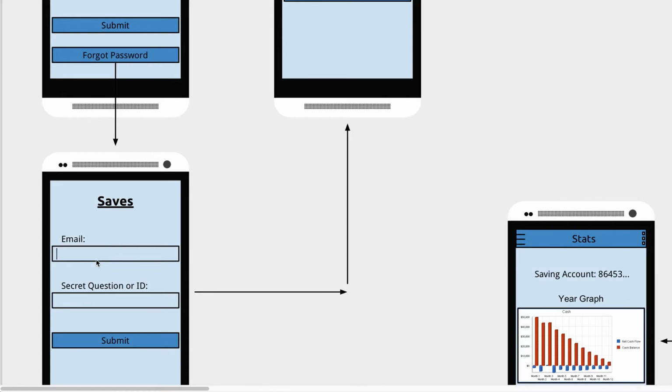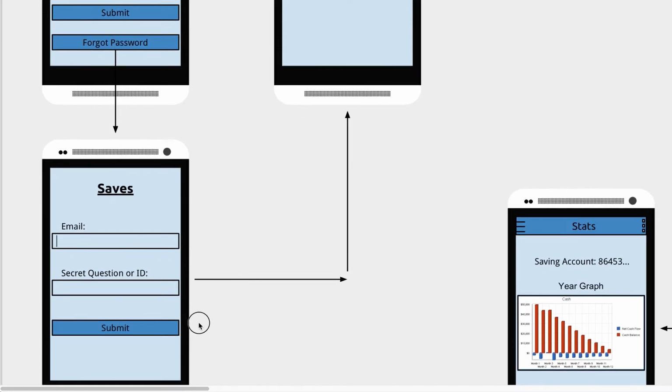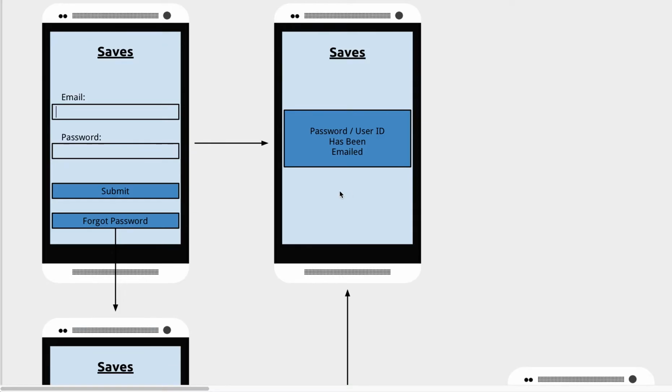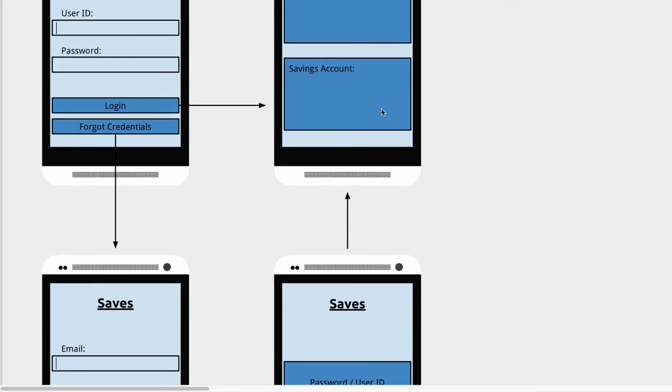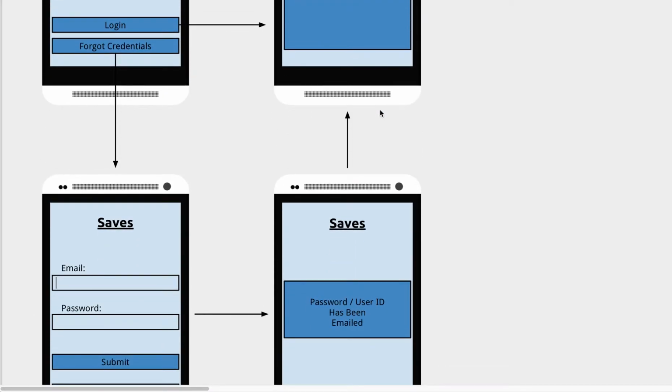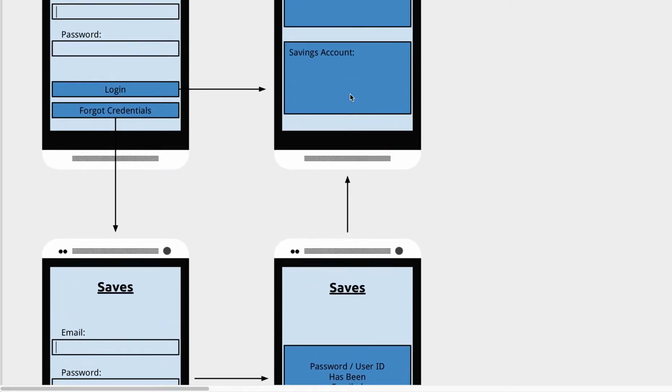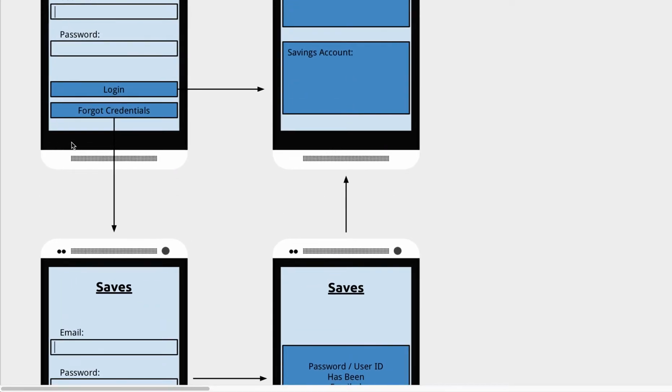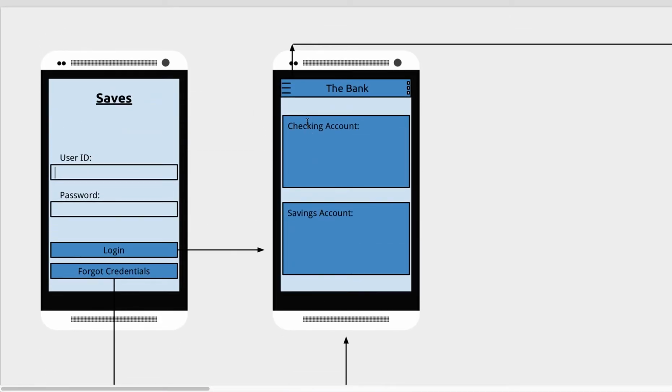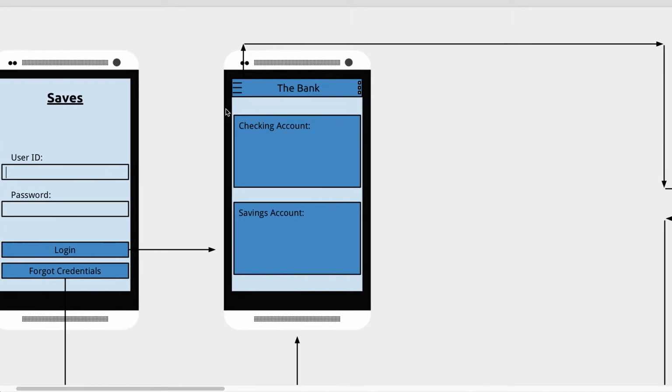We would then be prompted with the email prompt again and the secret question or ID input, which would then allow us to submit, and then we'd be brought up to the password/user ID has been emailed screen, which would appear and then disappear, and you'd be either brought back to the credential screen or the bank here once that had been inputted.